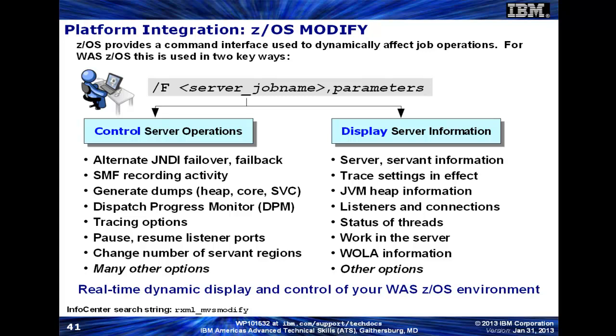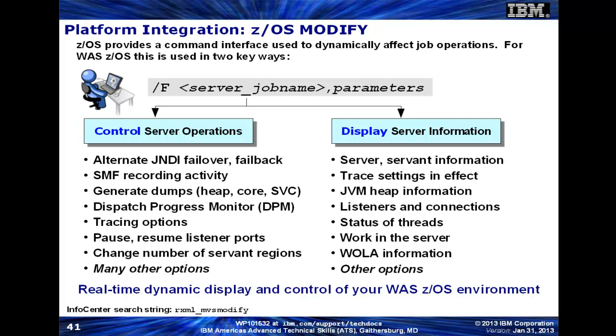When we discussed the alternate JNDI failover feature a few charts back, we mentioned the ability to use Modify to fail over to the defined alternate resource and fail back. That's an excellent example of how Modify can be used to dynamically alter runtime behavior. That Modify failover and failback mechanism is completely transparent to applications running in the server.